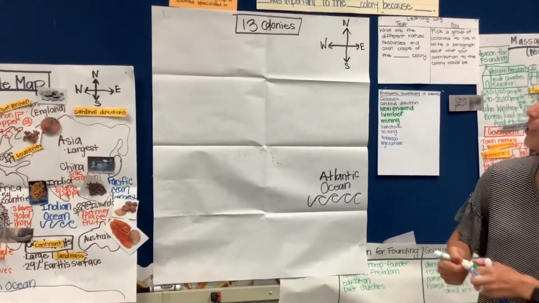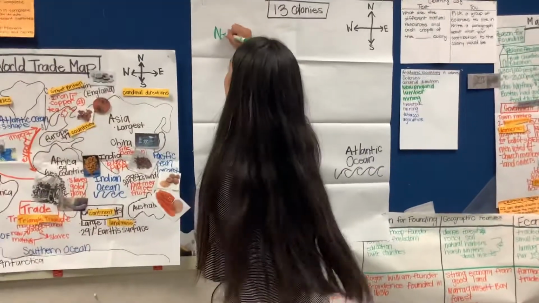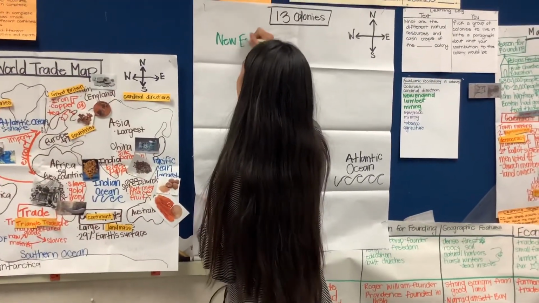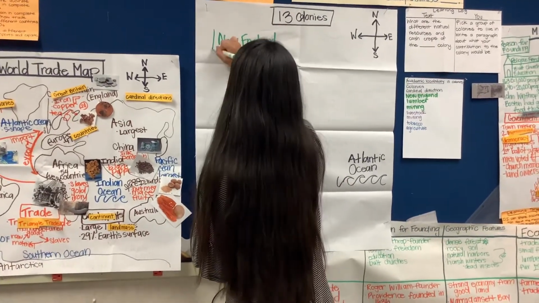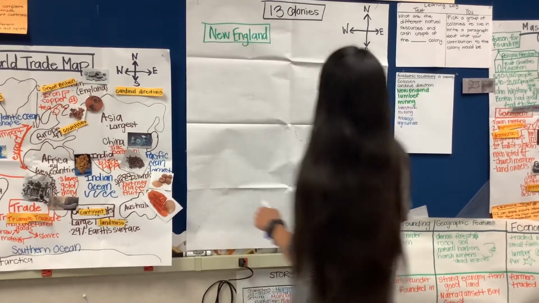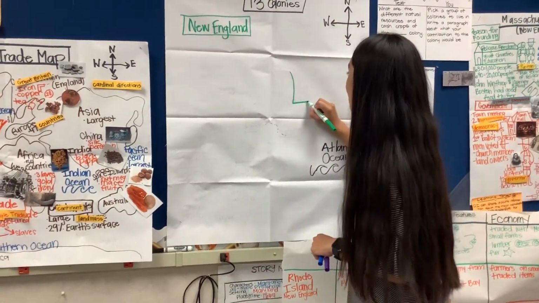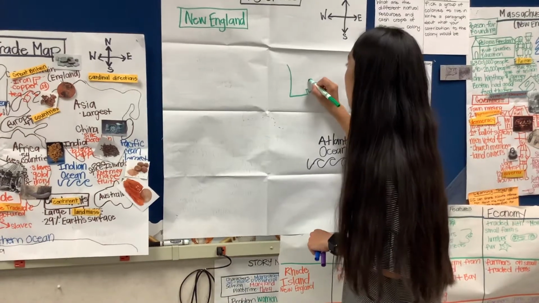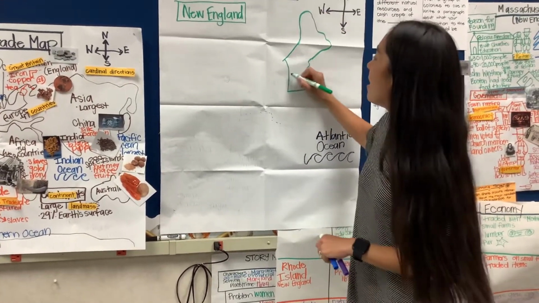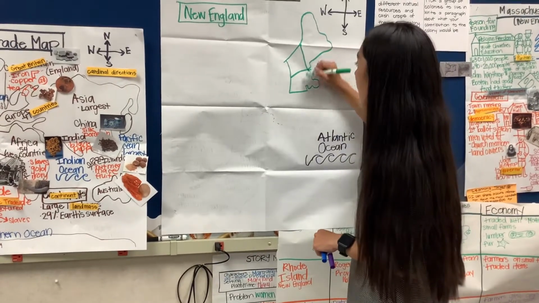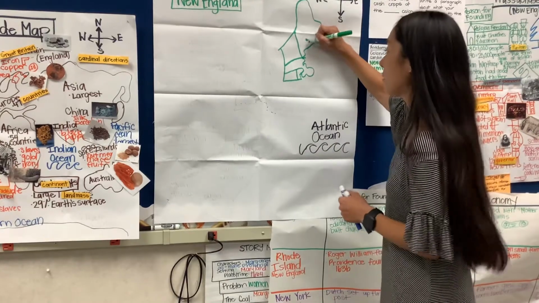Now, my first group of colonies I want to go over is the New England colonies. Say that with me. New England colonies. So the New England colonies got its name because these colonists, these people, came from England. This was going to be the New England, the newer version of England.